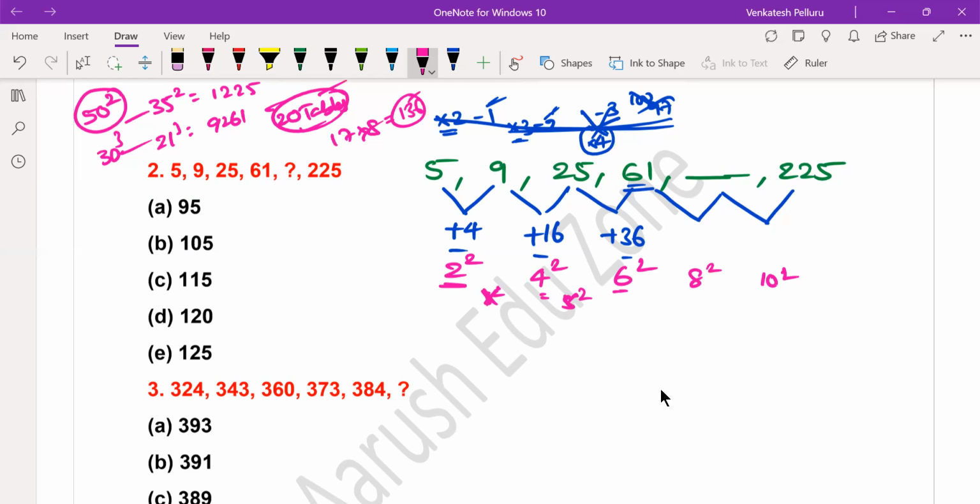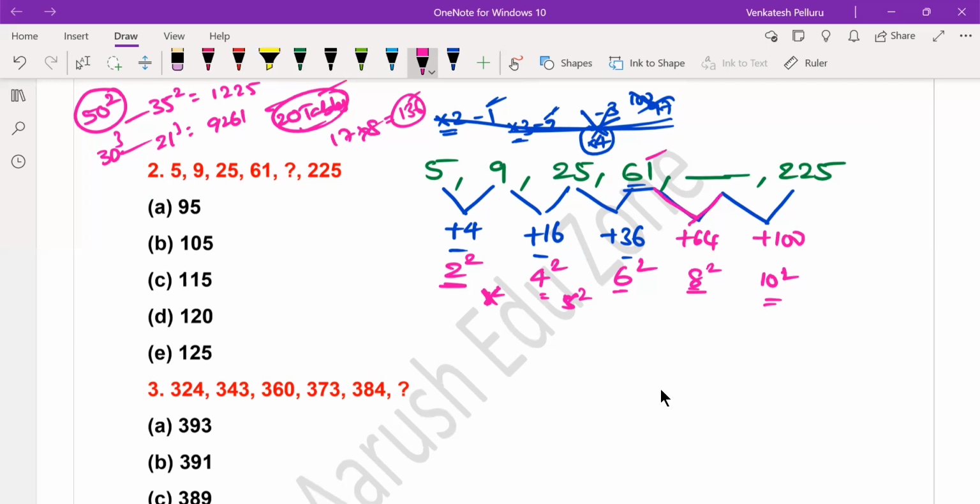All are said to be even numbers because when they are divided by 2, the remainder is 0, or the numbers are exactly divisible by 2, hence they are called even numbers. Okay. So after 36 or 6 square, I have to get 8 square. 8 square is how much? 64. Then after that, I have to get 10 square. 10 square is how much? 100.